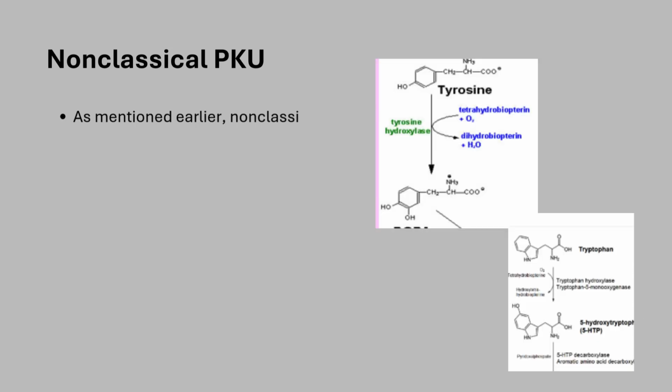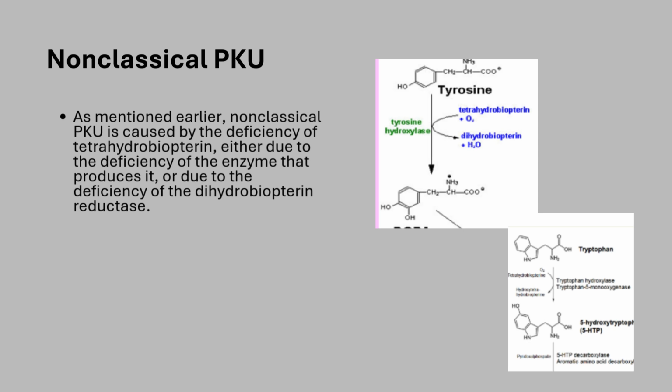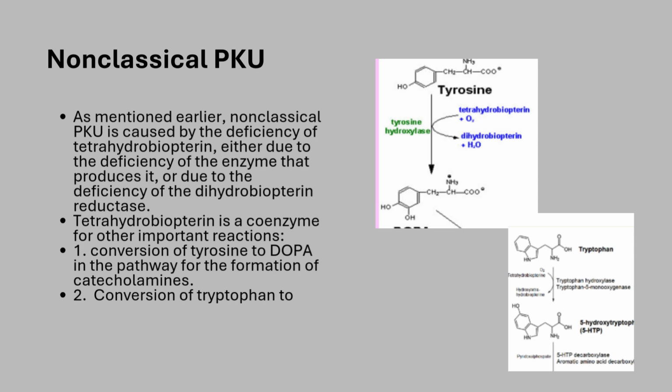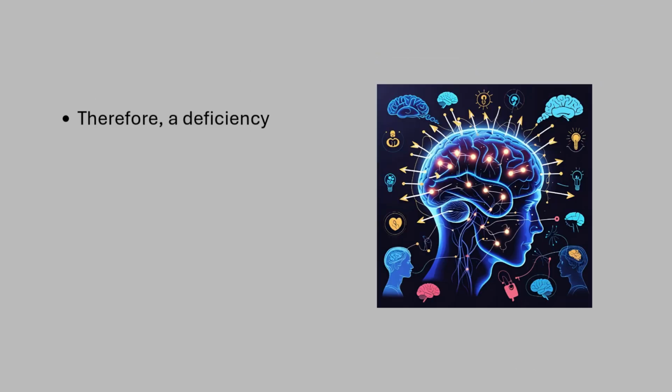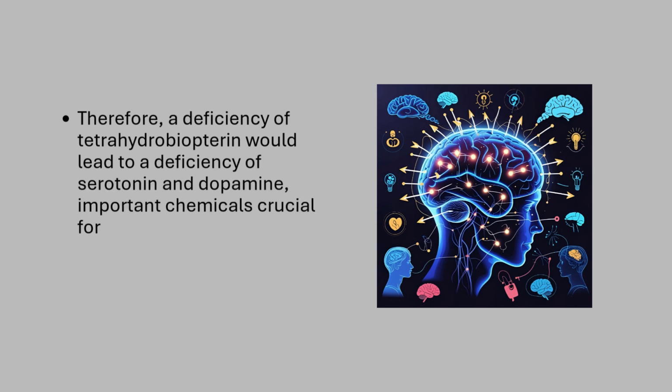Non-classical PKU. As mentioned earlier, non-classical PKU is caused by the deficiency of tetrahydrobiopterin, either due to the deficiency of the enzyme that produces it, or due to the deficiency of the dihydrobiopterin reductase. Tetrahydrobiopterin is a coenzyme for other important reactions. 1. Conversion of tyrosine to DOPA in the pathway for the formation of catecholamines. 2. Conversion of tryptophan to 5-hydroxytryptophan in the formation of serotonin. Therefore, a deficiency of tetrahydrobiopterin would lead to a deficiency of serotonin and dopamine, important chemicals crucial for brain formation and function.